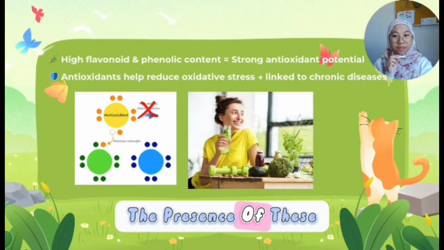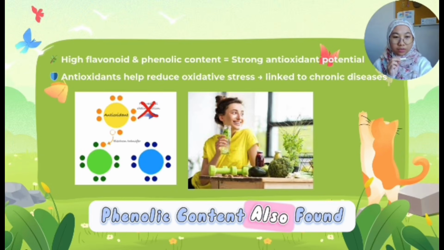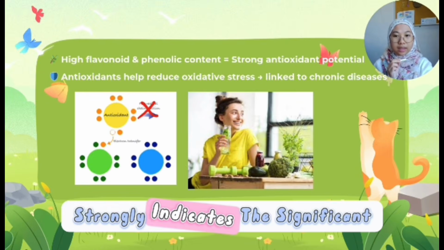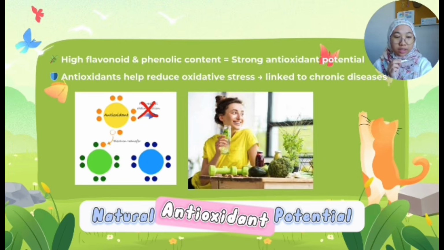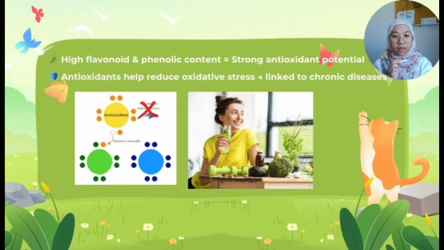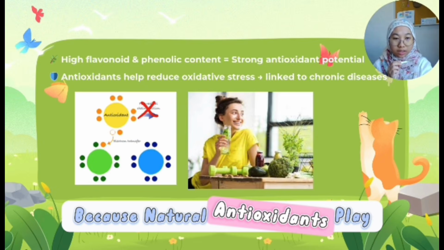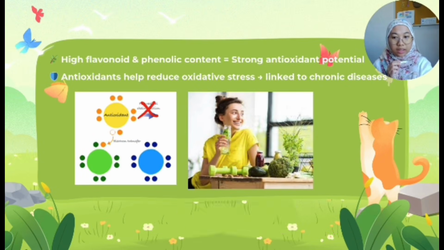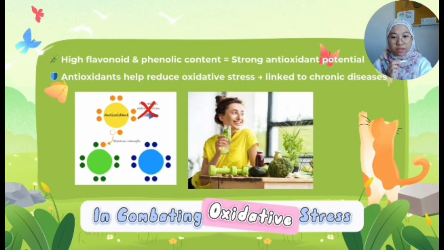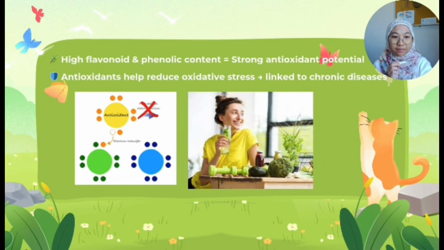The presence of these diverse flavonoids, along with the high phenolic content also found in the study, strongly indicates the significant natural antioxidant potential of both moringa and ocimum. This is incredibly important because natural antioxidants play a crucial role in combating oxidative stress in the body, which is linked to chronic diseases.